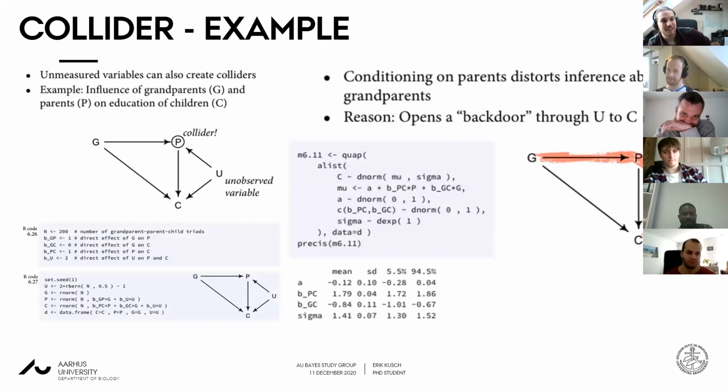All right, back to this one, and staying with environmental goodness or quality. So once we condition on the parents, because the parents are now a collider, once we have this unobserved variable in here, this opens up a backdoor. So this opens the path from G through P through U, which we haven't measured, all the way to C. And that can then significantly bias our results and lead to the fact that we can see a negative relationship between grandparent educational status and grandchild educational status.